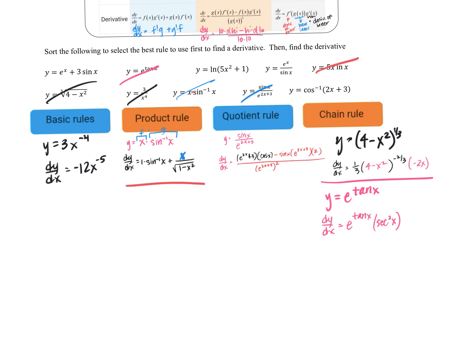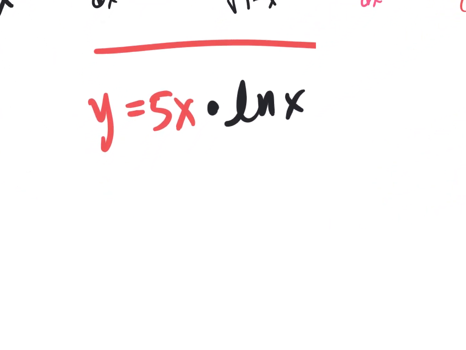Y equals 5x times ln of x. And maybe it might help you to read it out loud. Like to say those words, I don't know. Okay, what do we have to do if I've got 5x being multiplied by natural log of x? Fig plus gif, I heard it. What would f prime be? 5. What do I multiply it by? What's my g? F prime times g?